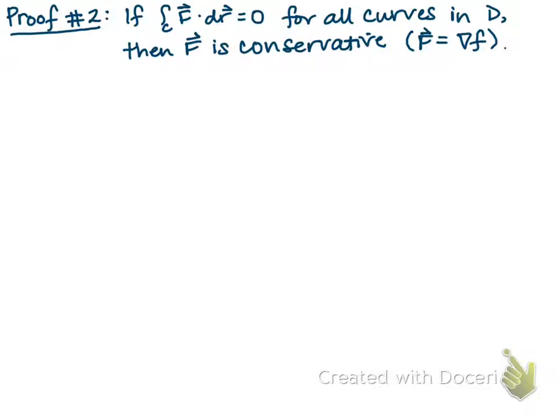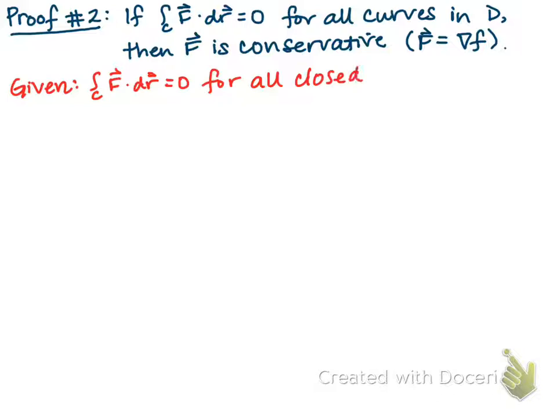So now let's go ahead and prove this one. Our assumption, or our given, is the if part of that: the line integral over C of F dot dr equals 0 for all closed curves C in the domain D. And what we need to do is find a potential function f on this domain D such that the vector field F equals gradient f.